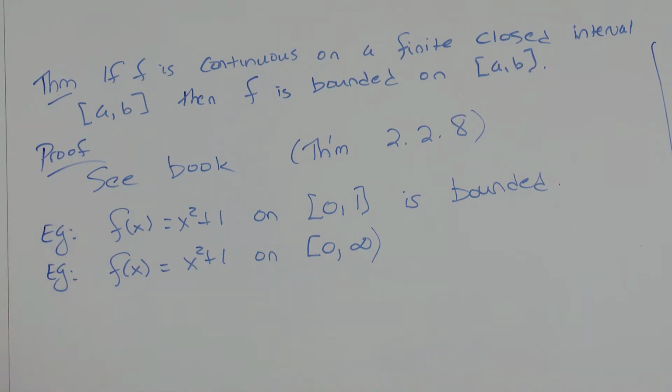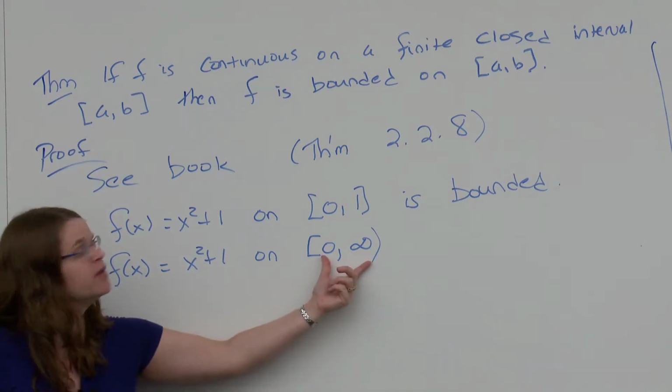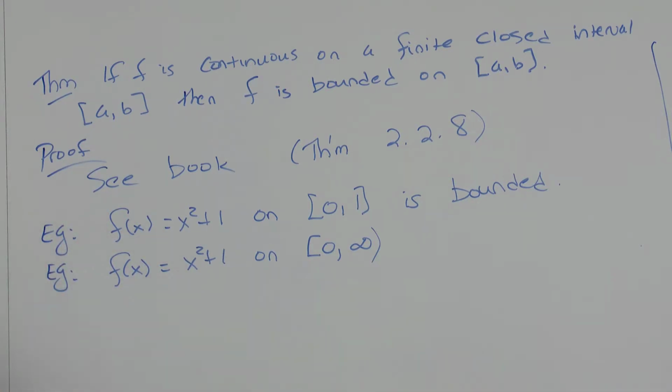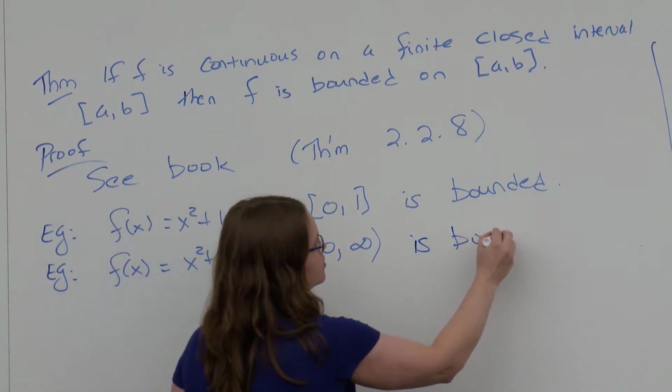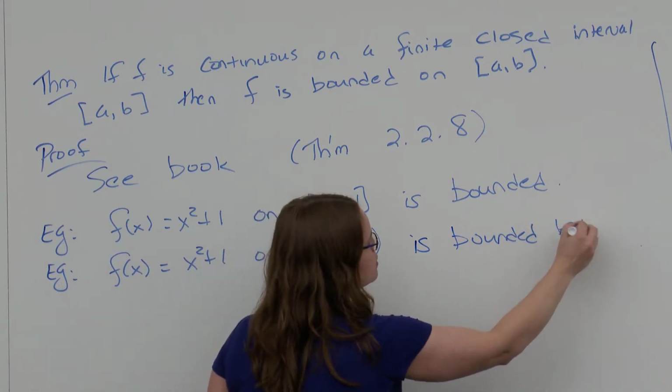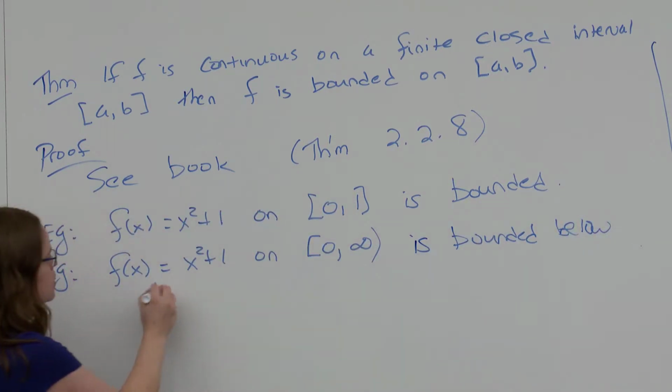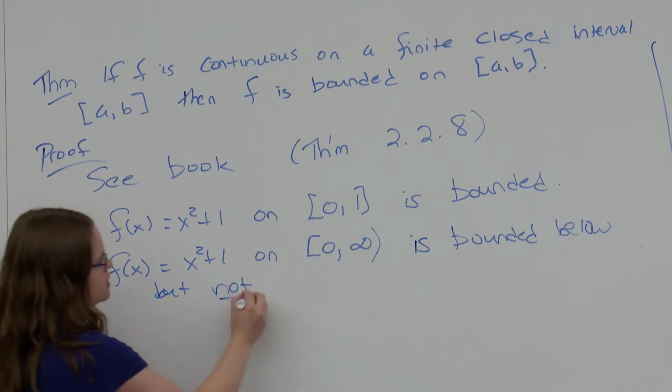Because this is going to get arbitrarily big. So this guy is bounded below still, right? It's the unbounded interval, an infinite interval. We're bounded below, but we're not bounded above. This thing gets arbitrarily big. So this is bounded below, but not above.